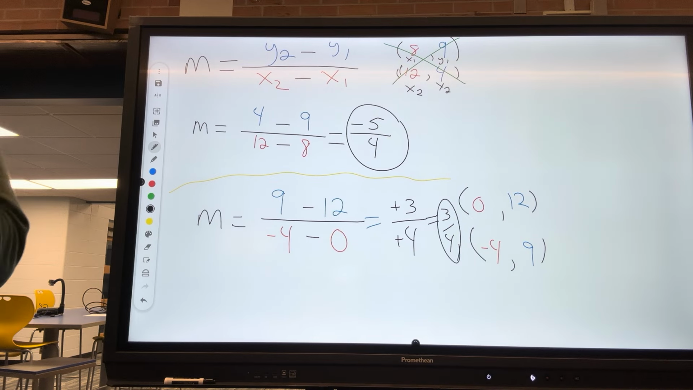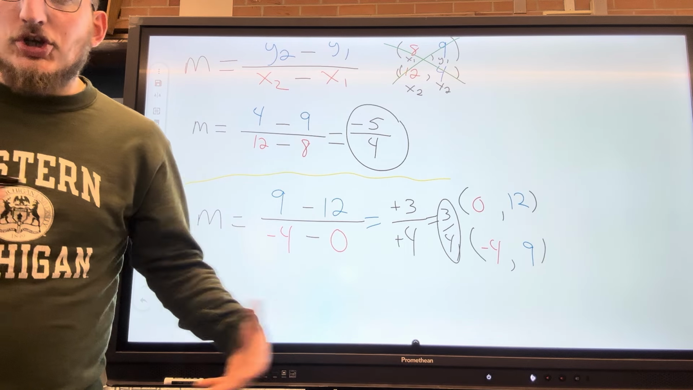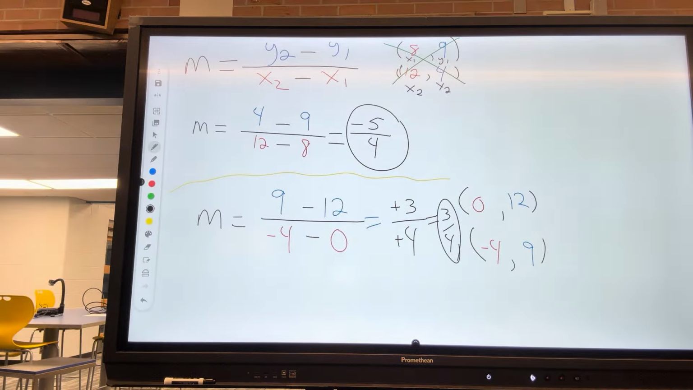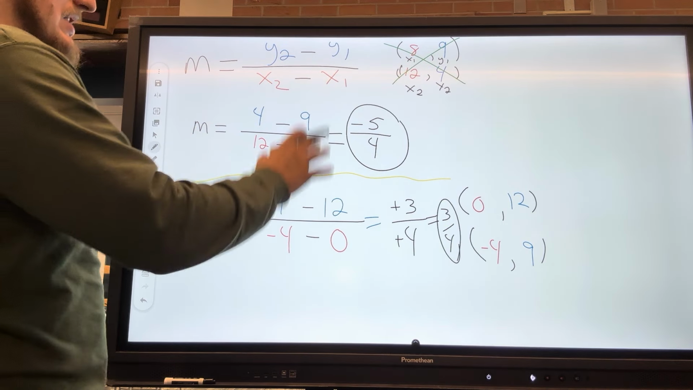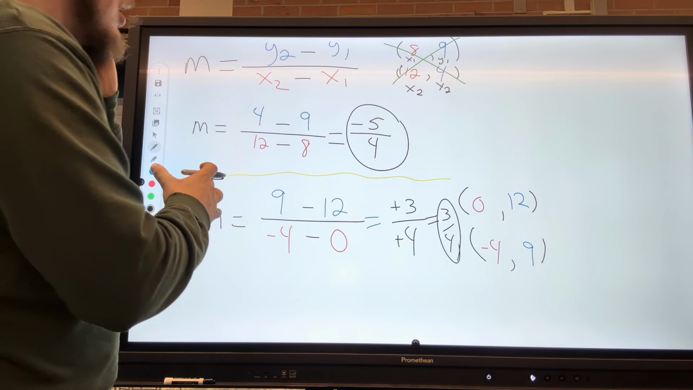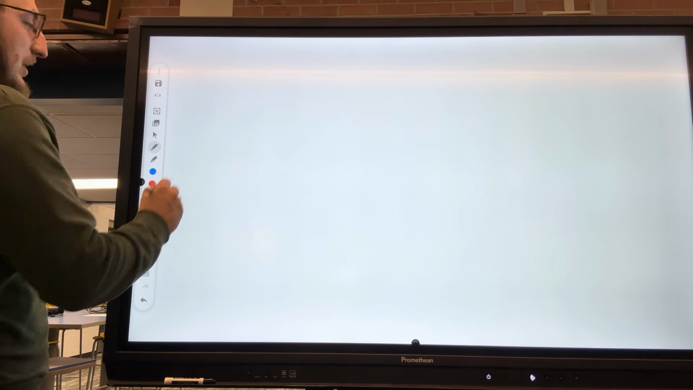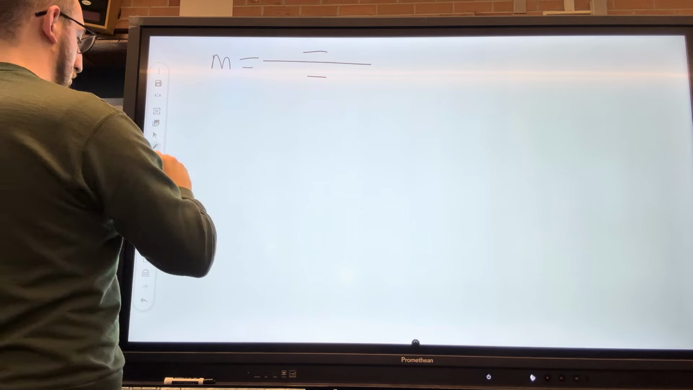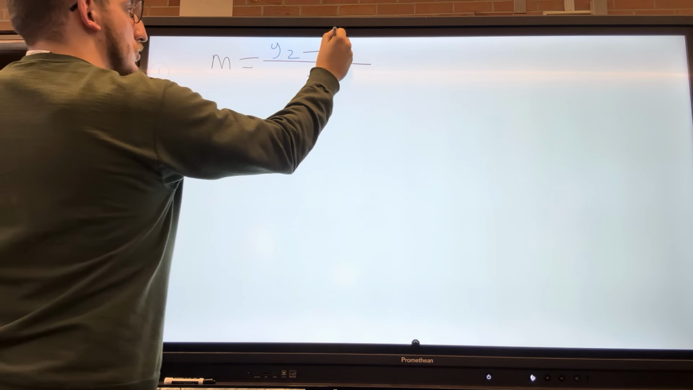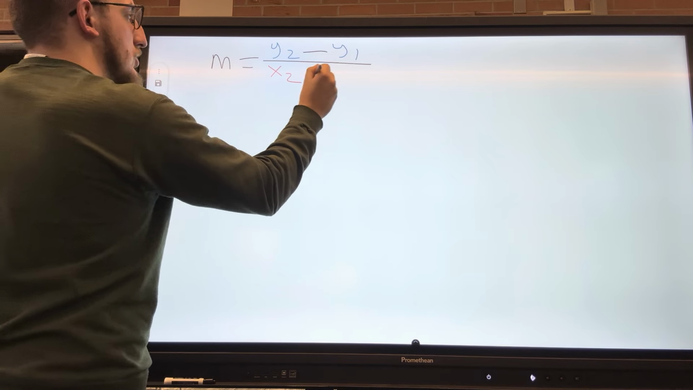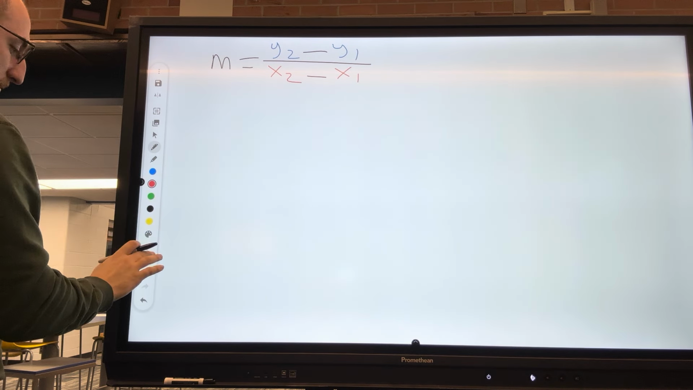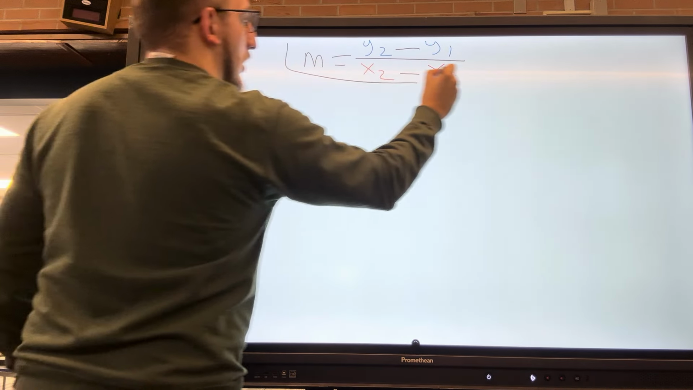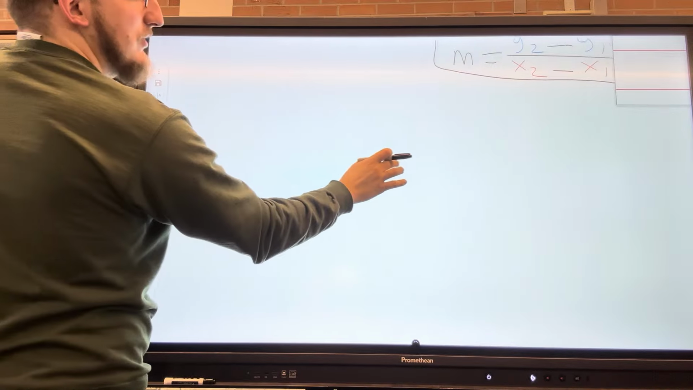Nice and simple. Now, choosing which point is your first point and your second point really doesn't matter. And I'll show you that on my next example. So let's take this and erase it. If you need your slope equation, I'll put it right back up top. That's the base: y2, y1, x2, x1. Now, that's your basis.